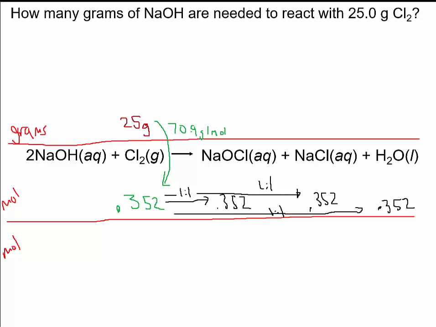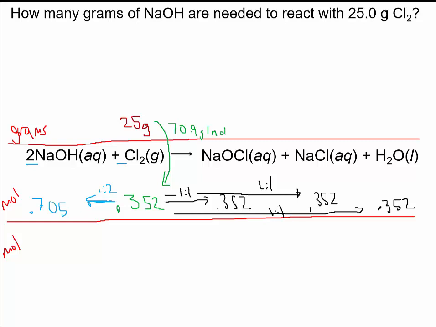If I've got 0.352 moles of chlorine gas, how many moles of the hydroxide am I going to need? Well, that would go this way, and I can figure that out from my balanced chemical equation that says for every 1 chlorine, I'm going to have 2 sodium hydroxides. That's a 1-to-2 ratio, so I'll have 0.705 moles of my sodium hydroxide.